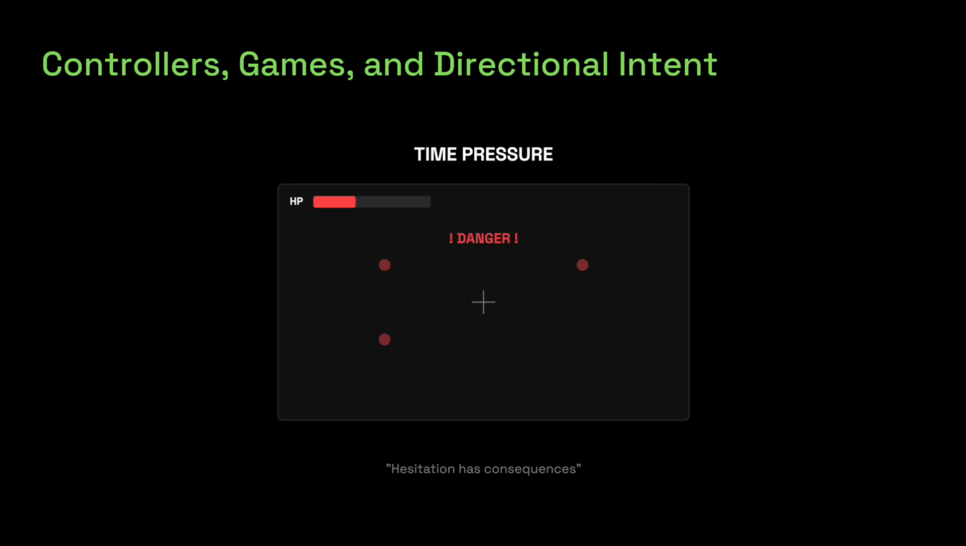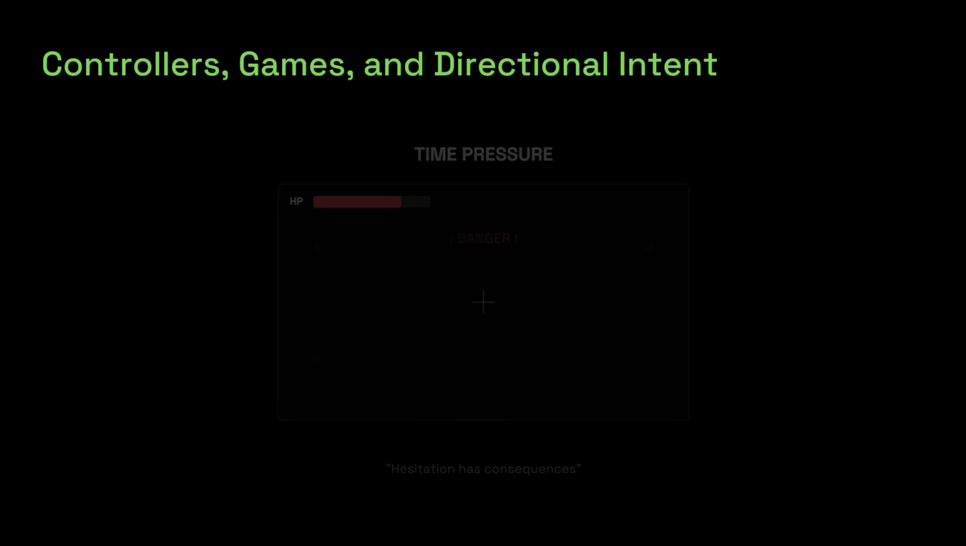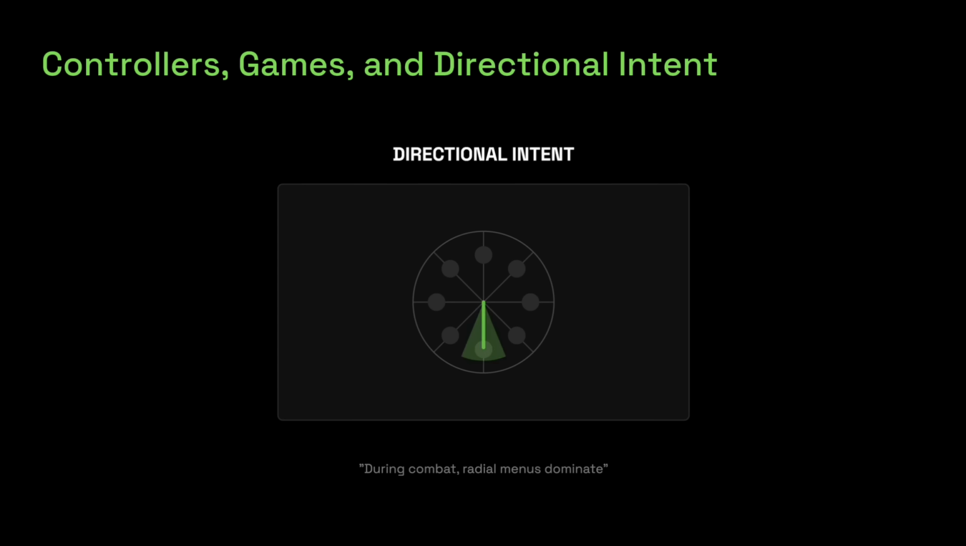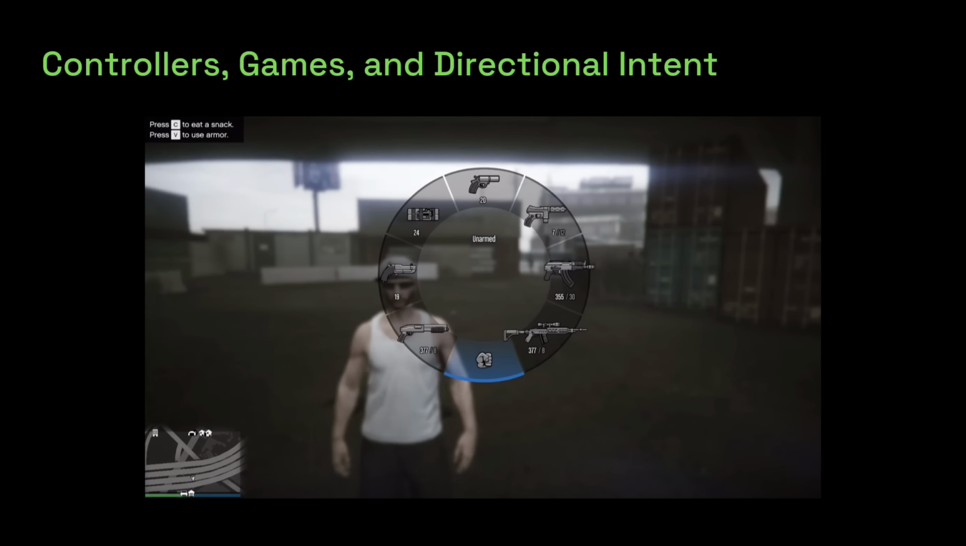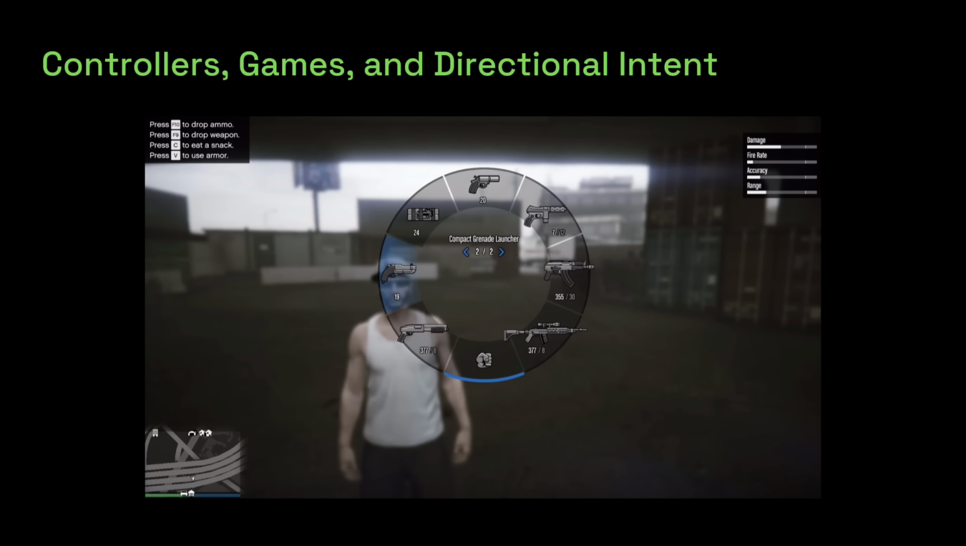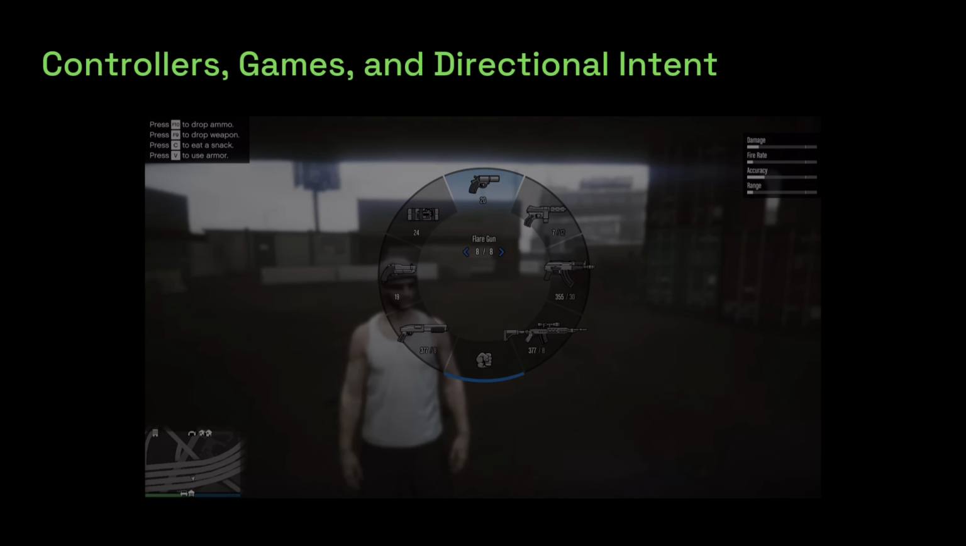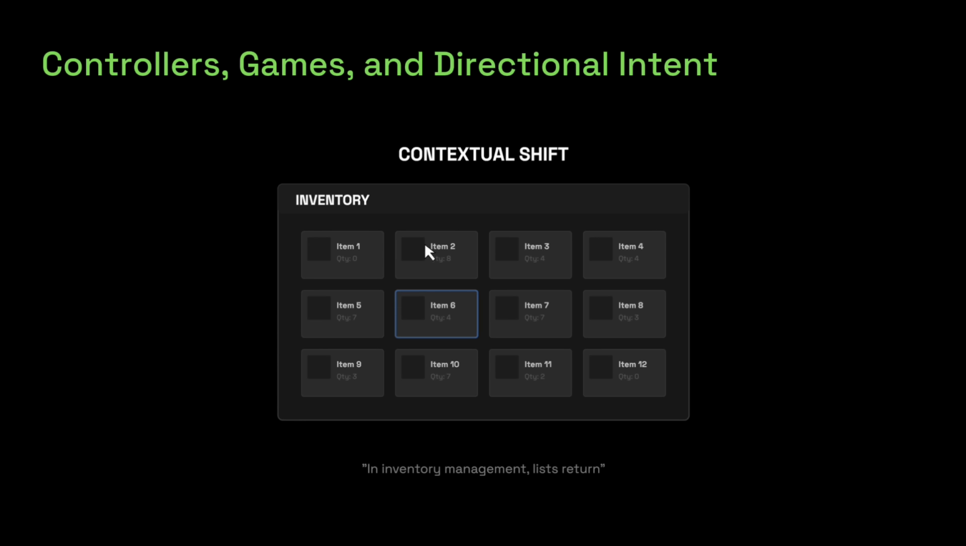Games often demand rapid, repeated selection under time pressure. Attention must remain on the environment, and hesitation has consequences. In these conditions, directional intent matters more than precise targeting. When players must choose quickly from a small, stable set of actions, radial menus dominate. When they are browsing large, changing collections, like inventory, settings, and management screens, lists return.